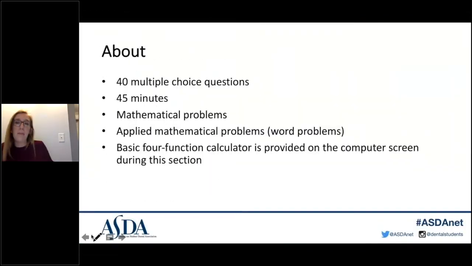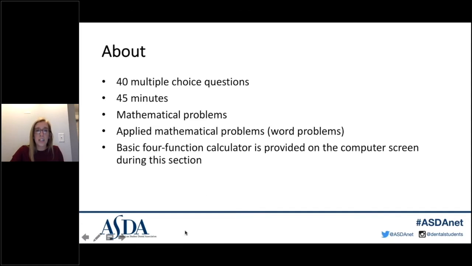Okay, so about the math section of the DAT, or the quantitative reasoning section, it's 40 multiple choice questions in 45 minutes. And there are two main broader topics on this: the mathematical problems and then applied mathematics, which would be word problems. The material on the applied mathematics and the regular mathematics questions overlaps. You can have algebra math problems, but the word problems can also have algebra in them. So by studying for one, you study for the other.